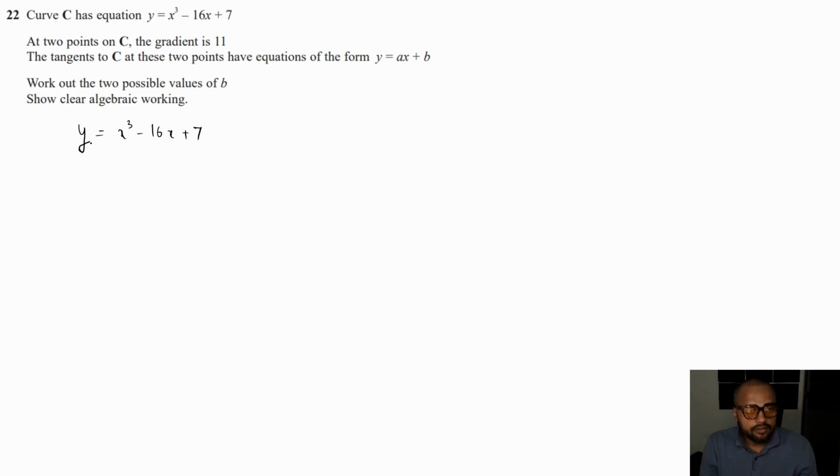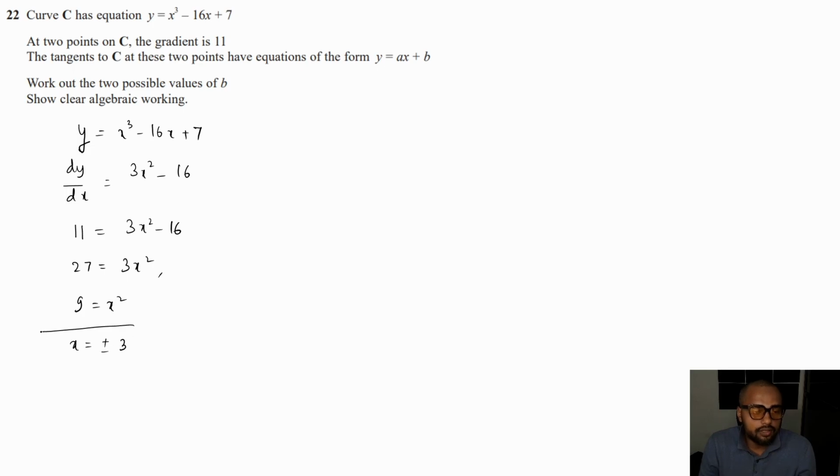If I take the differentiation of this part, we get dy/dx = 3x² − 16. In the question they have told us that the gradient is 11, so we place dy/dx = 11. So 3x² − 16 = 11, which gives 27 = 3x². From here we can say 9 = x², so the possible values of x are ±3. This is the value of x.